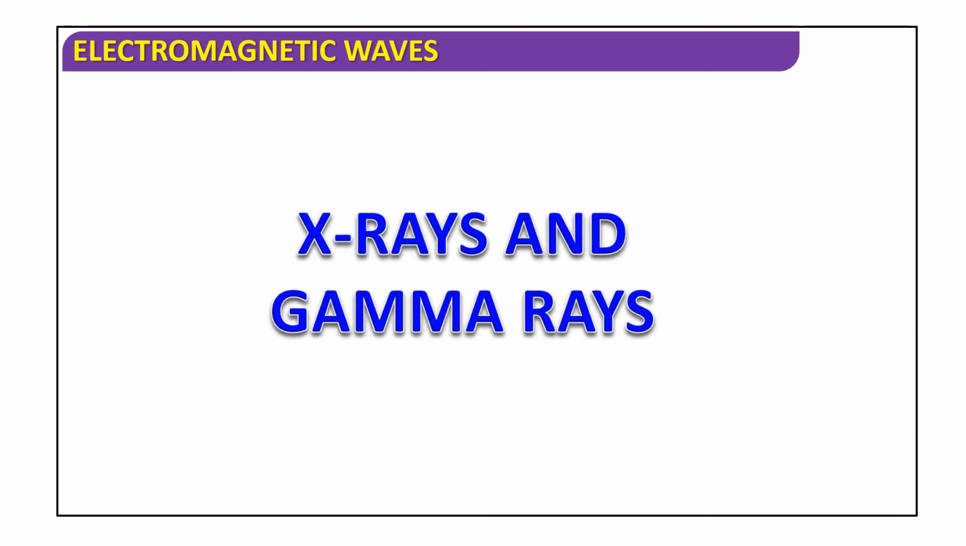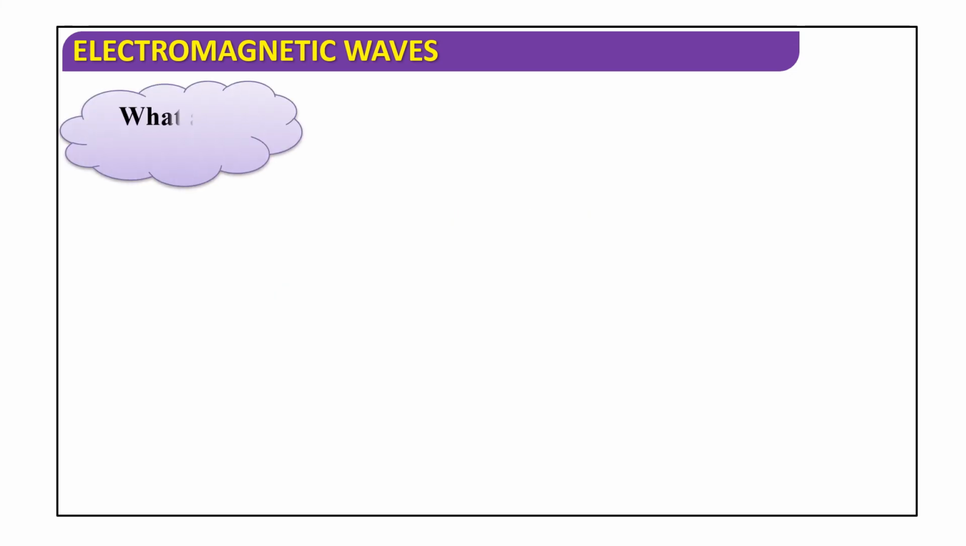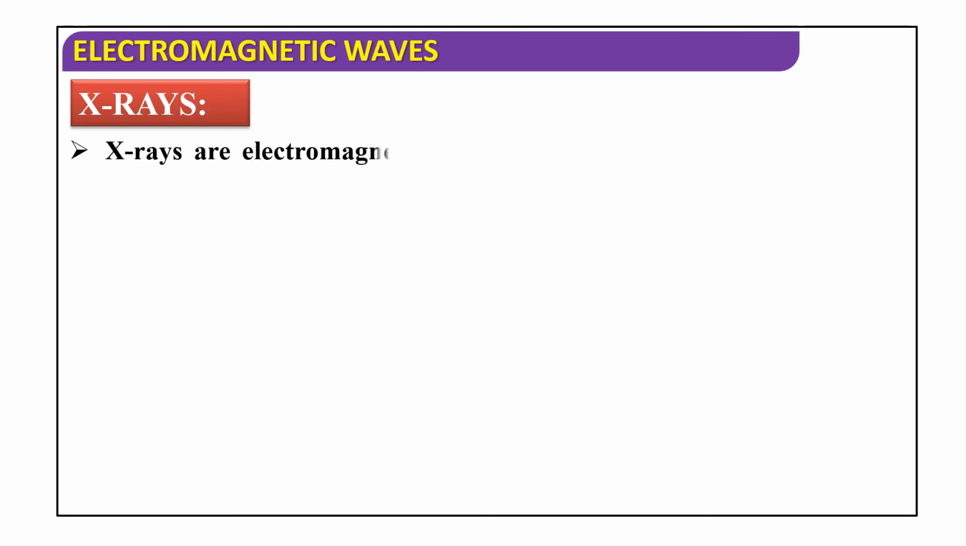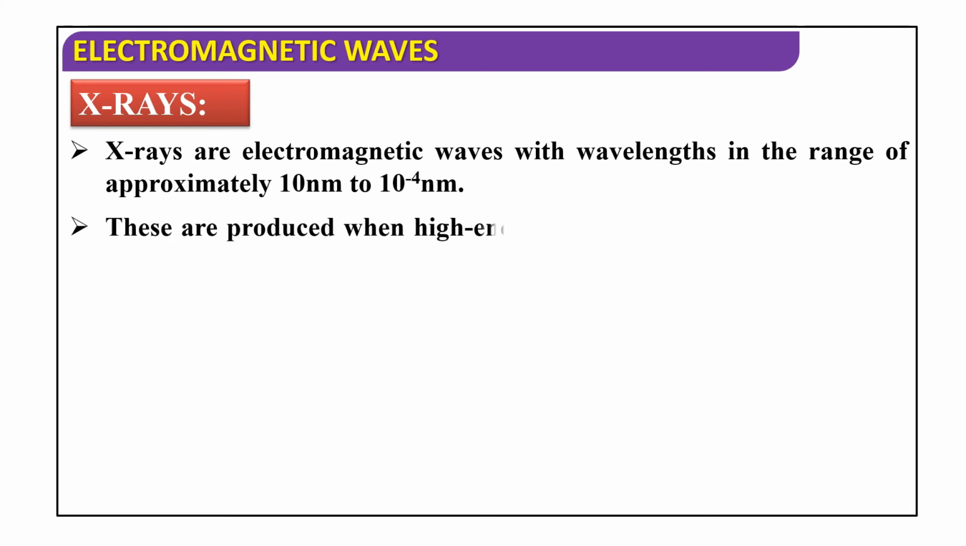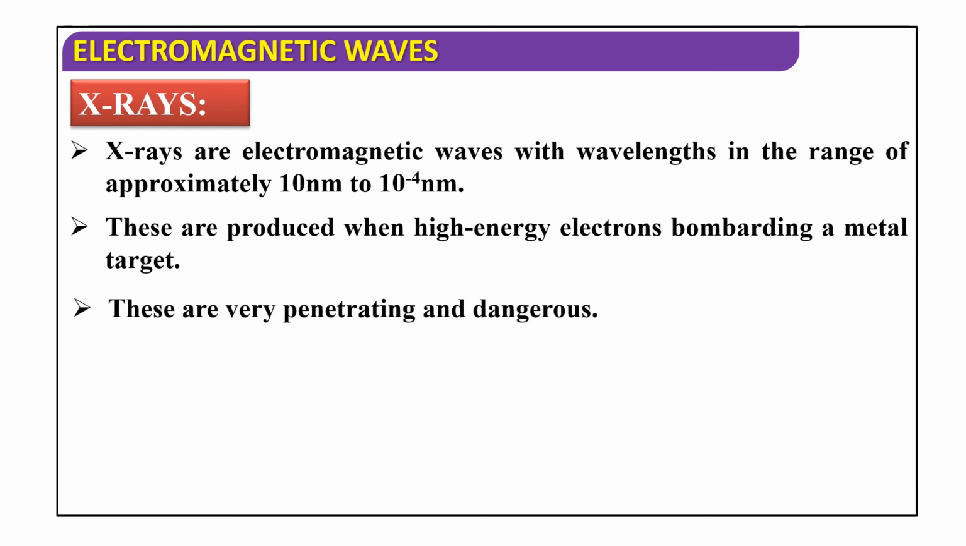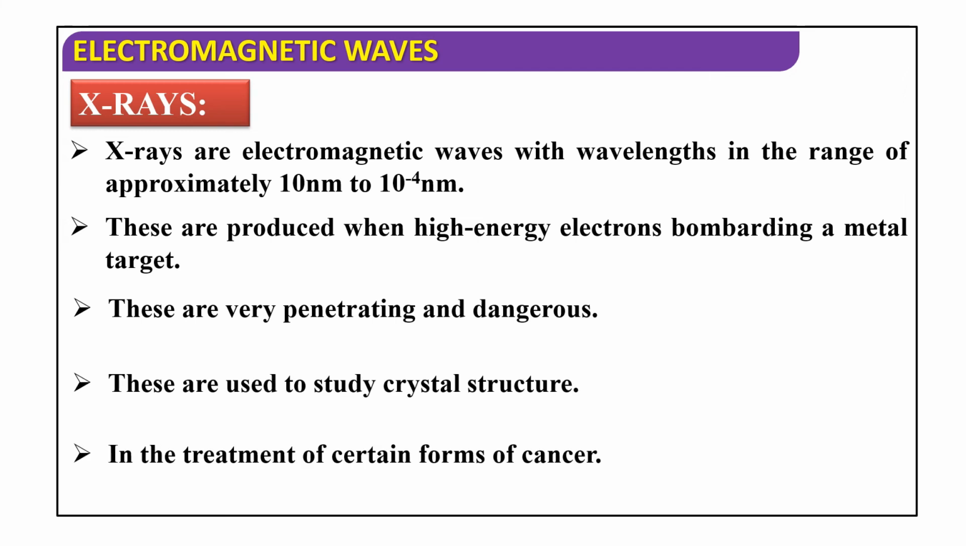Now I will discuss X-rays and gamma rays. What are X-rays? X-rays are electromagnetic waves with wavelength in the range of approximately 10 nanometers to 10 to the power of minus 4 nanometers. These are produced when high energy electrons bombard a metal target. So these are very penetrating and dangerous. These are used to study crystal structure and in the treatment of certain forms of cancer.